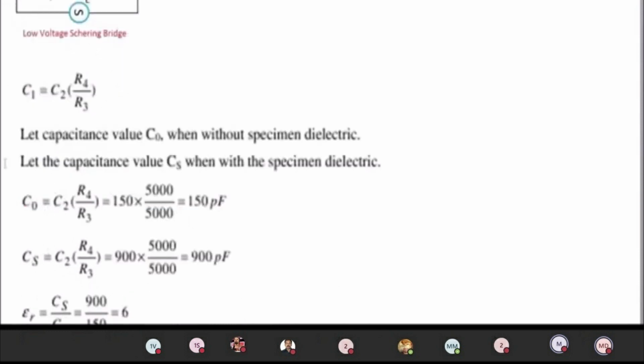Here we cannot specify the C1 because two conditions have been given, so we have to assume C0 without specimen and CS with specimen. Because both the conditions have been specified in the question, we are using it. So by using C0 in place of C1, we are finding the capacitance without specimen. R4, R3, C2 values are given in the question itself. Just pick them up and substitute. You will get 150 picofarad.